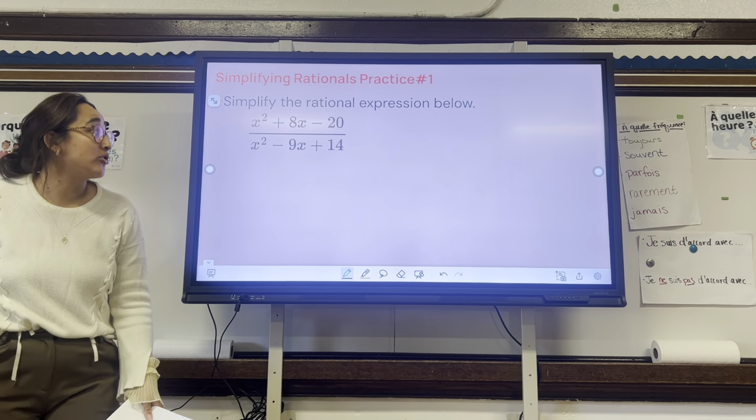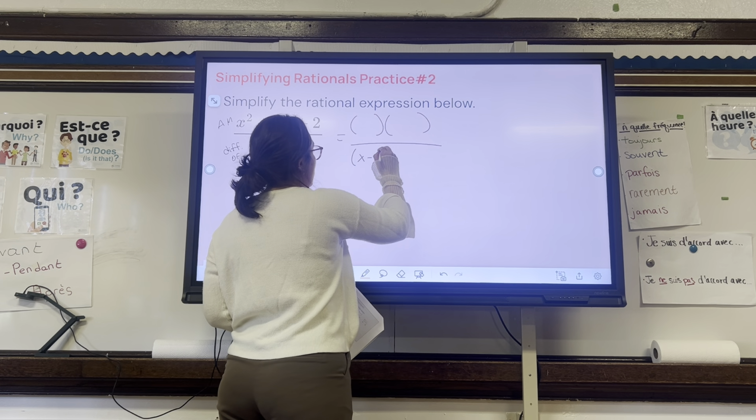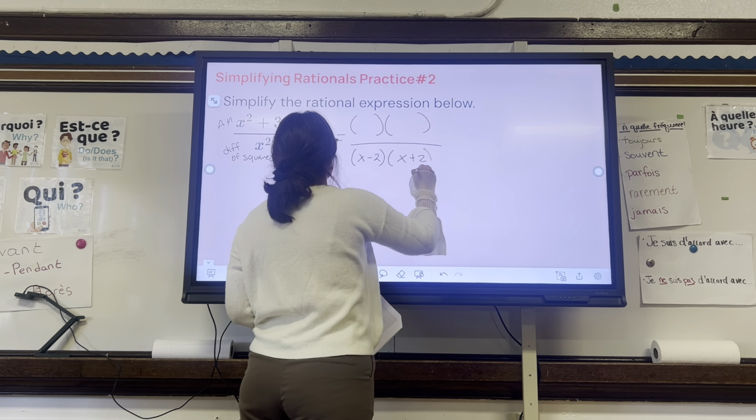So again, we're going to see difference of squares. Same thing. The bottom one is going to be x minus 2, x plus 2, and this is 2 times 1, which adds up to 3. Oh, sorry.